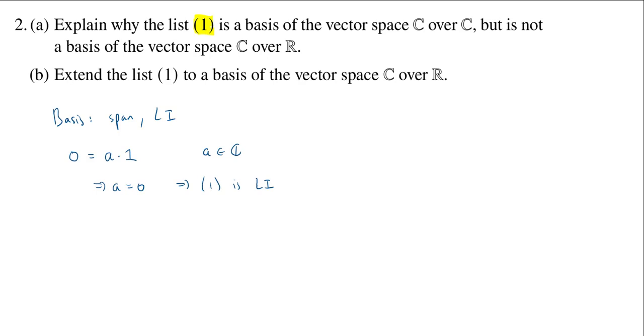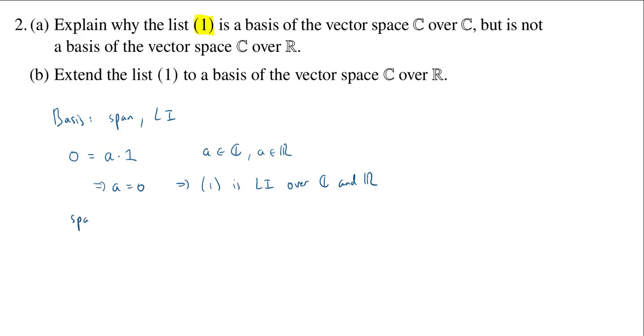And you'll notice here that if we'd have replaced a not as a complex number, but just said, oh, a is a real number, right? The same argument would have applied. So whether or not we view the complex numbers as a vector space over itself or over the real numbers, this list here is linearly independent. So that can't be the reason why it's not a basis over the real numbers. Okay, so this is linearly independent over C and R. So why don't we check the span?